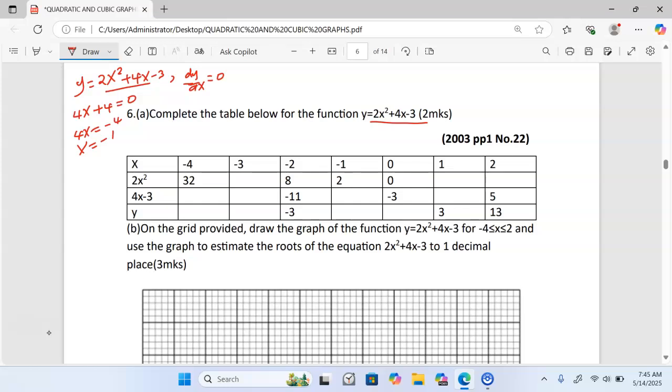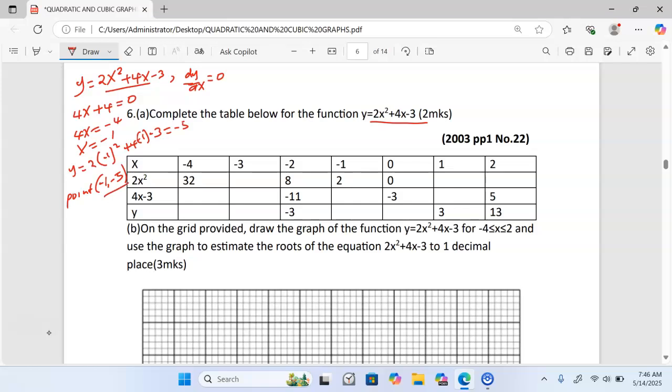Once you get the value of x, you can get the value of y by substituting the value of x in the main function. That is 2 times (−1)² + 4 times (−1) − 3, and this is going to give us −5. So meaning the turning point of the curve is (−1, −5). So from here now we can fill the table.